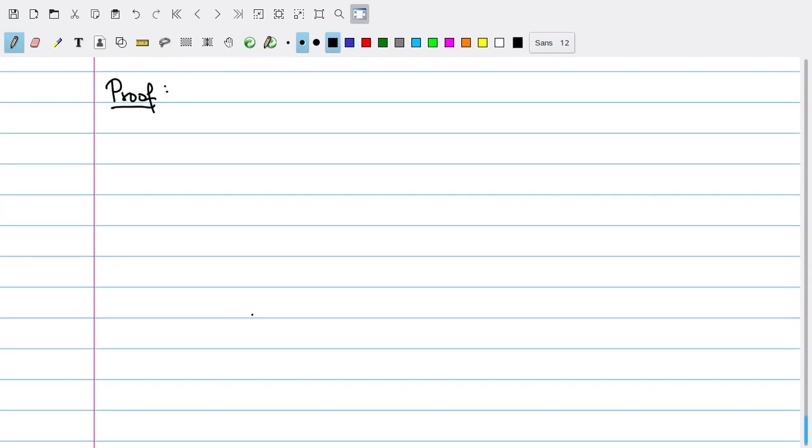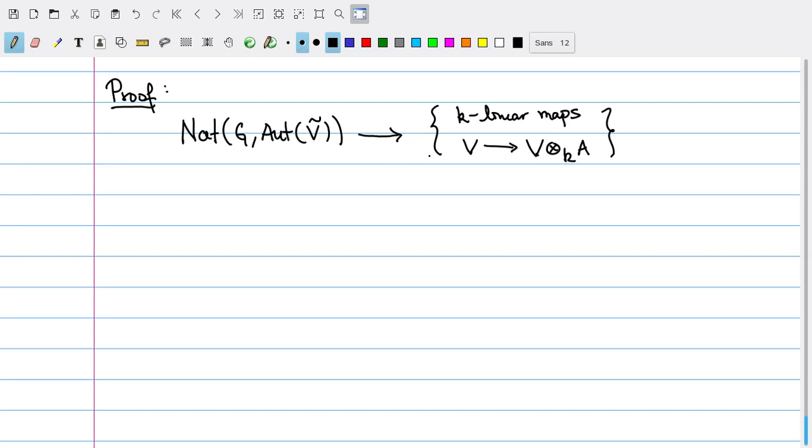To start out, it actually is easier to just show that there's a bijective correspondence between natural transformations from G to the automorphism group of V twiddle and the set of K-linear maps from V to V tensored over K with A. This is one-to-one, and here I'm taking G again to be H superscript A.